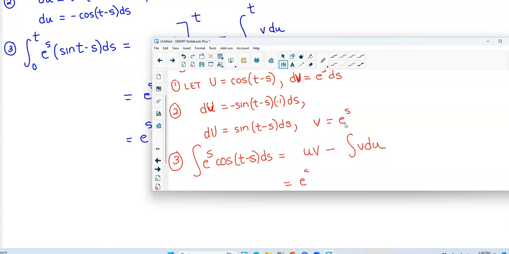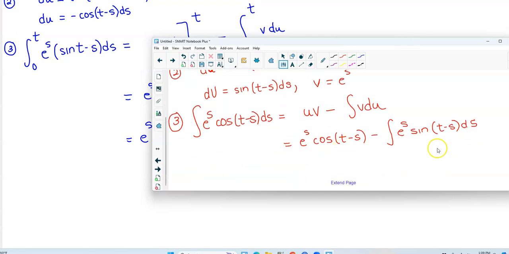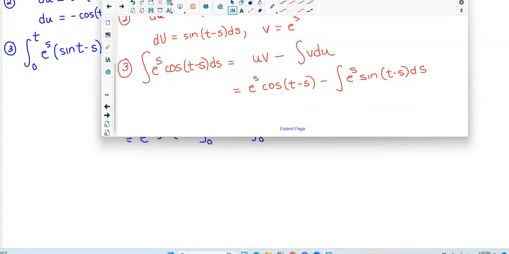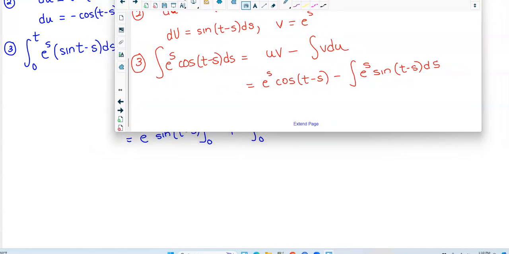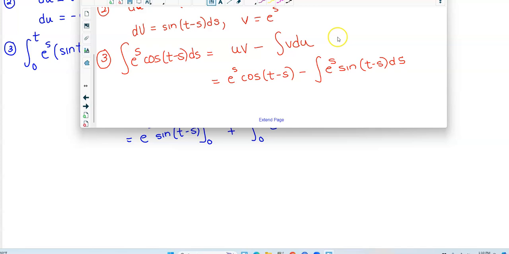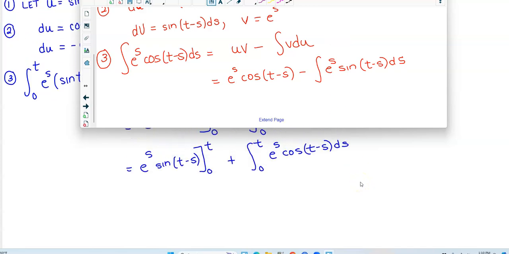So we have e to the s times the cosine of t minus s, and then minus the integral of v du. So that's going to be e to the s times the sine of t minus s ds. And so therefore there is our integral, and then we're going to substitute that back into our problem here. So let's go ahead and do that.